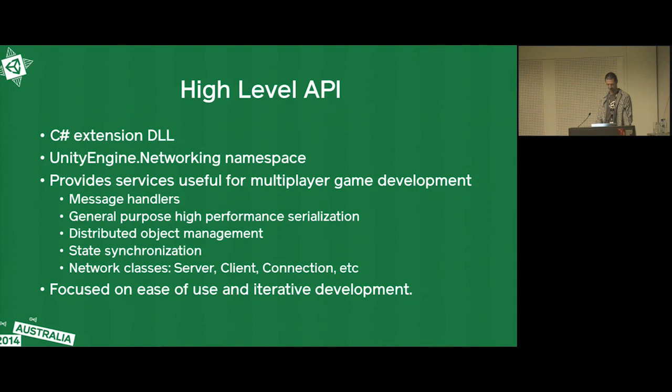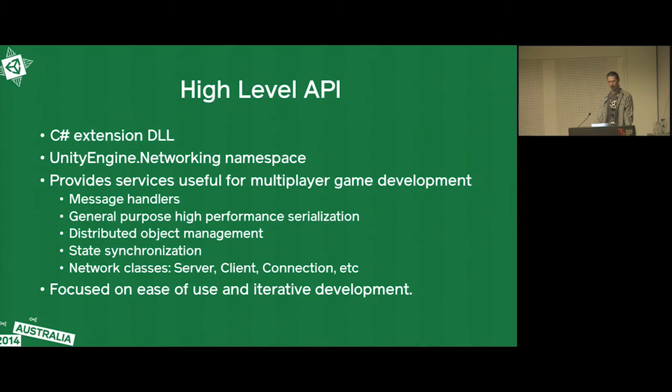Okay, so the next piece is the networking high-level API. This is a new C# extension DLL, like the new GUI system. It's a separate namespace, separate DLL. It'll be a Unity networking DLL. And this provides game-level networking services as opposed to socket-level networking services.